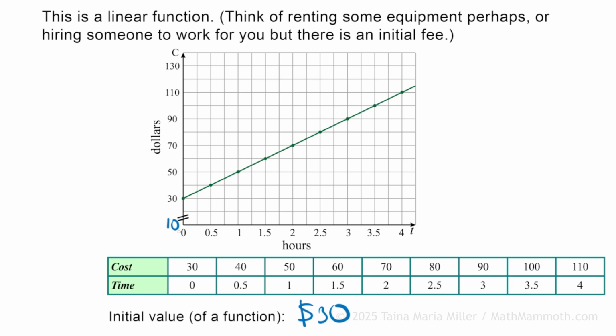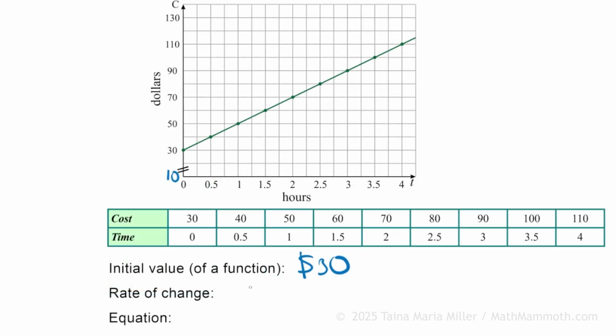Now, what is the rate of change of this function? We could look at the table of values, and for example, when the time increases from 1 to 2, a 1 hour increase, the cost increases by 20, from 50 to 70. The same here, from 2 hours to 3 hours, the cost increases by 20. Or if you go from 2.5 to 3.5, the same thing. So the rate of change is $20 per hour. But there's an initial fee, the $30, just to get started, so to speak. So let's write the rate of change here. It was 20 per hour.